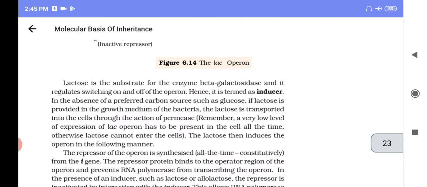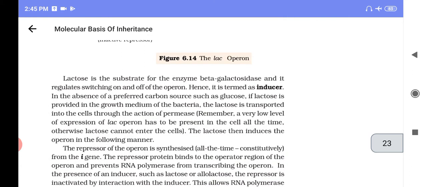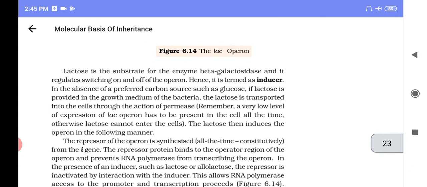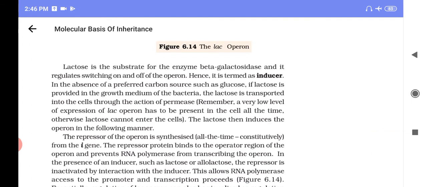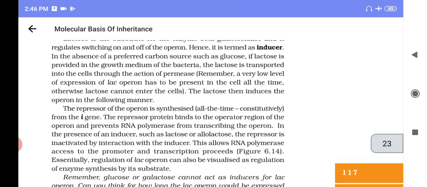In the absence of a preferred carbon source such as glucose, if lactose is provided into the growth medium of the bacteria, the lactose is transported into the cells through the action of permease. Remember, a very low level of expression of the lac operon has to be present in the cell all the time, otherwise lactose cannot enter the cells. The lactose then induces the operon in the following manner.